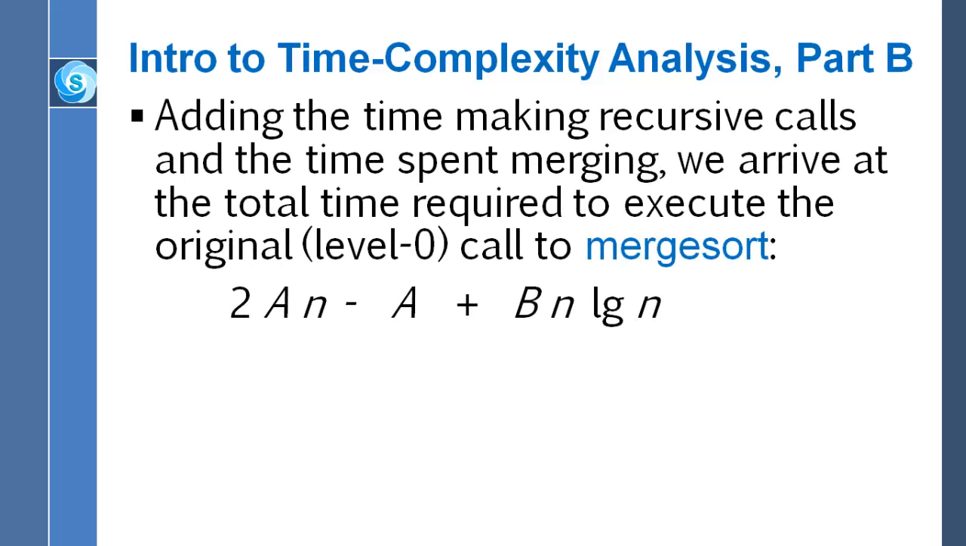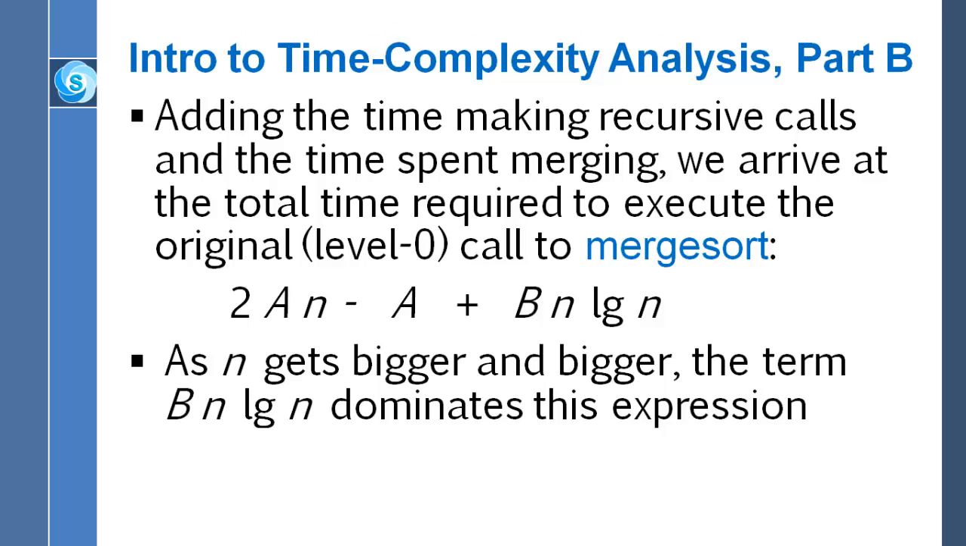Now we simply add the merging time, bn log base 2 of n, to the amount of time spent making recursive calls, which we decided was 2an minus a, and we come up with a complete accounting of the time spent doing merge sort. The time spent to merge sort the entire array is going to be 2an minus a plus bn log n.